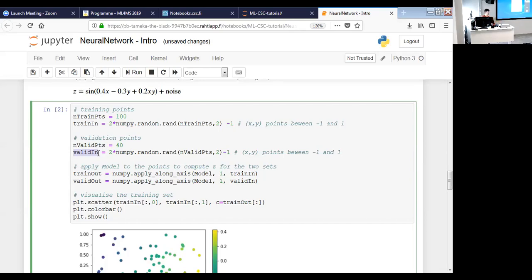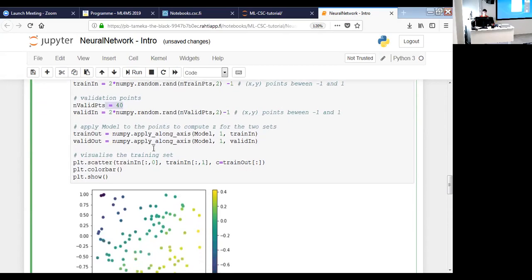Because of course it's going to be good on the training. It's trained to reproduce the training. So it's kind of meaningless to check the accuracy on the training. You know it's going to be good. But what you want to know is how good your neural network will be on new data that you are going to show in the future. That's why we have the validation. In this case, we have 100 training points, 40 validation points. Good.